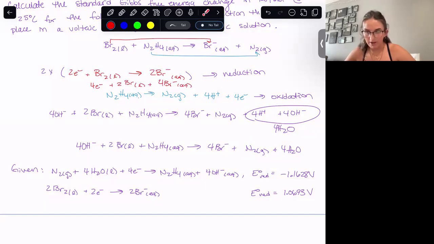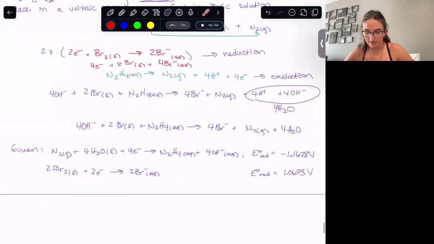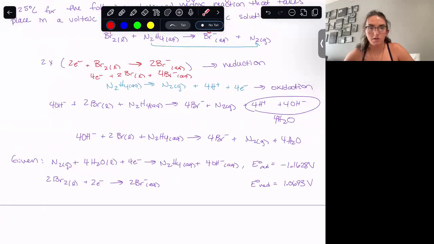Okay, so to finish off our question, we're still trying to find the delta G of this equation. So we have 2 reduction potentials given to us, and we're in a voltaic cell. So what are we going to do in order to find delta G?